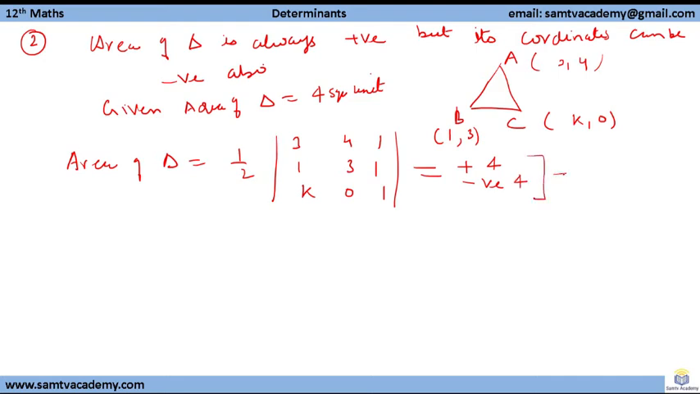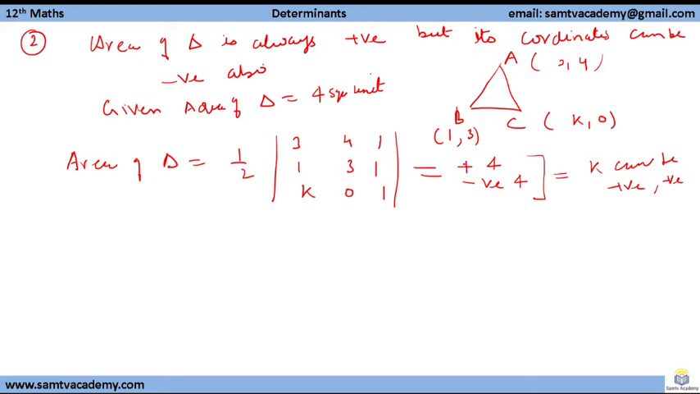For both these values you have to find the value of K, because K can be positive also and negative also. So you have to remember this: whenever the area of a triangle is given, it will be positive, because maybe it has come out negative, but as we know, the area of a triangle can only be positive, so it has been given as positive.